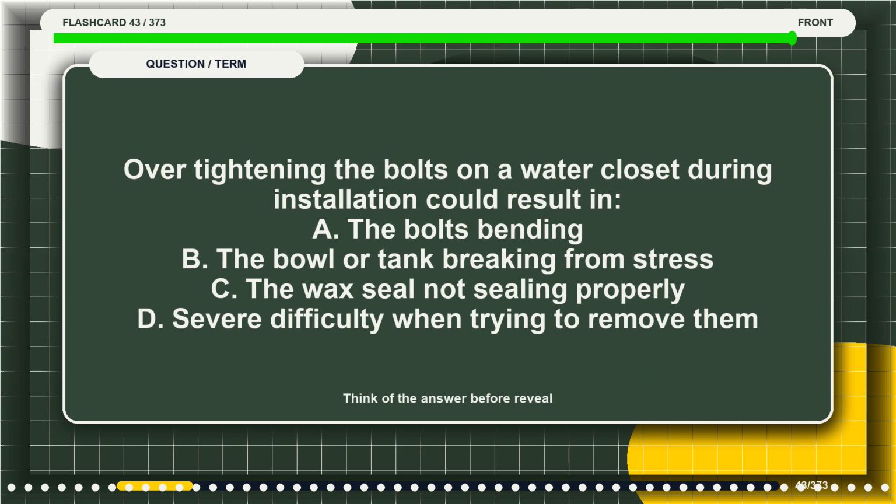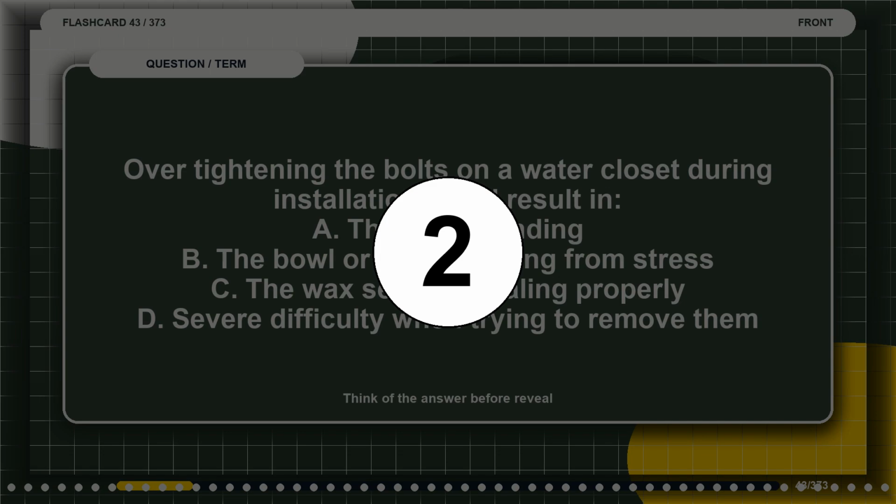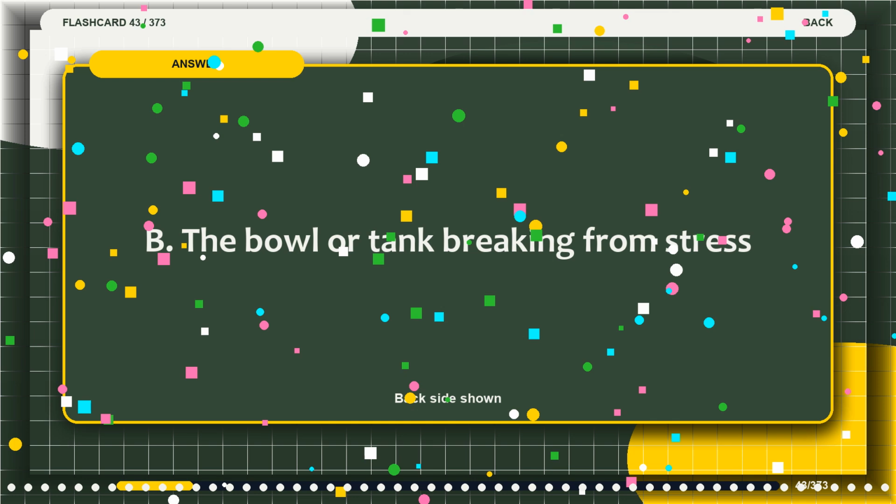Flashcard 43. Over-tightening the bolts on a water closet during installation could result in A. The bolts bending. B. The bowl or tank breaking from stress. C. The wax seal not sealing properly. D. Severe difficulty when trying to remove them. Think of the answer before the reveal. The answer is B. The bowl or tank breaking from stress.